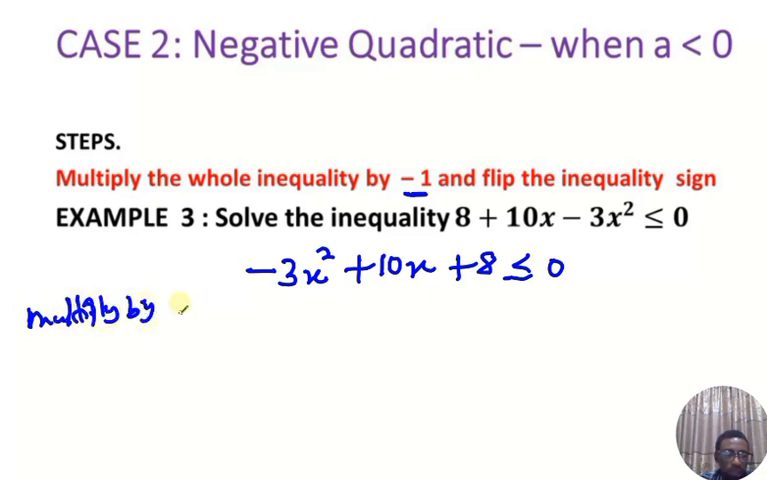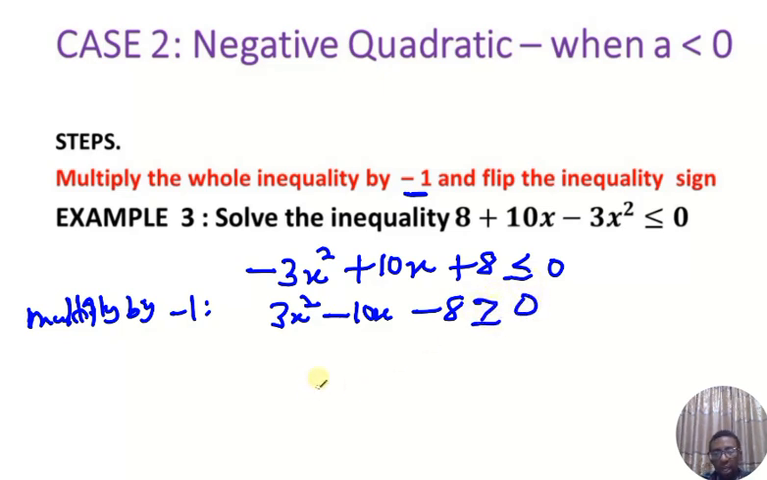So let's multiply by minus 1. I will have 3x squared, minus 10x, minus 8. Then I'll flip this inequality sign to greater than or equal to 0. So I will now start solving. How can we solve this normally? The same thing that we were doing before. Our a is 3, our b is minus 10, and our c is minus 8.